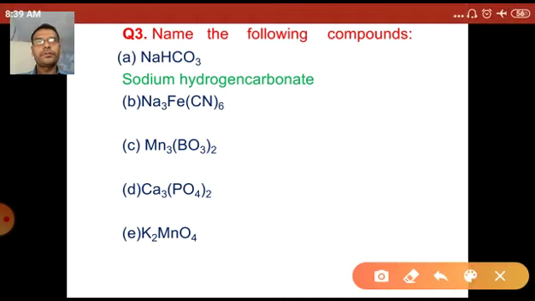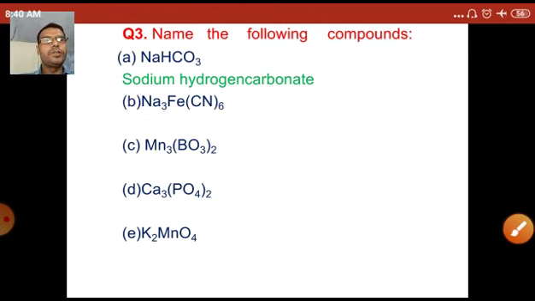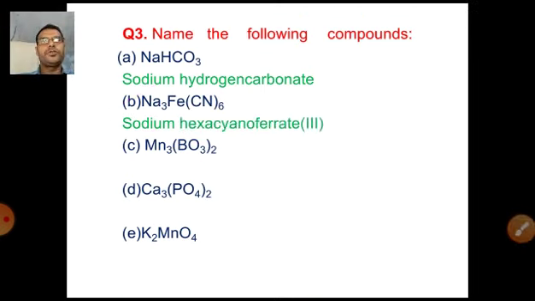Now the next question, Na3FeCN6. The name of this compound is, now this compound is made from again two ions, sodium and FeCN6. Here 6 cyano groups, CN groups, are present in this formula. So the name of this compound is sodium hexacyanoferrate.